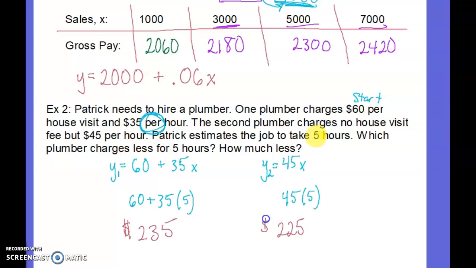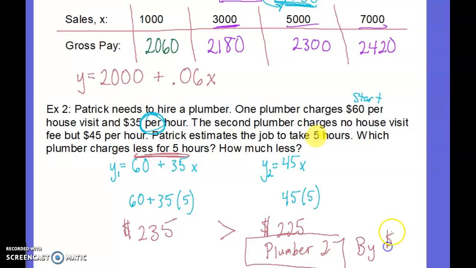Now we have to make sure we answer the questions being asked. Which plumber charges less? The one that is less is 225, so plumber 2. And then by how much, you want to subtract to find the difference. So subtracting that, you could say by $10. That's how much cheaper it is.